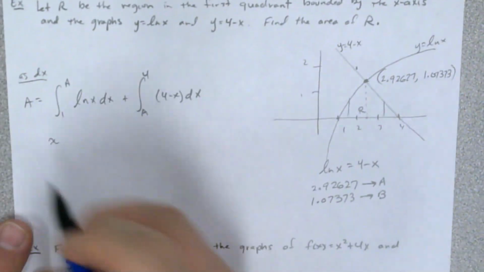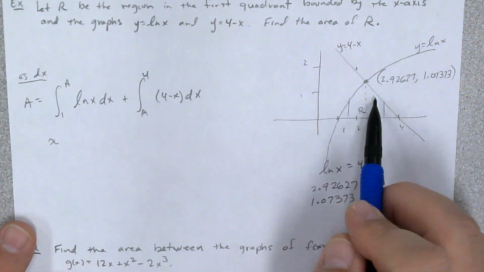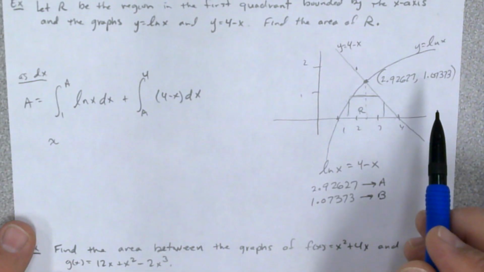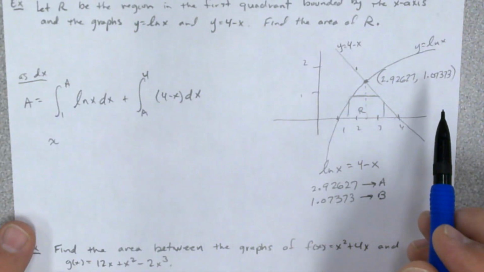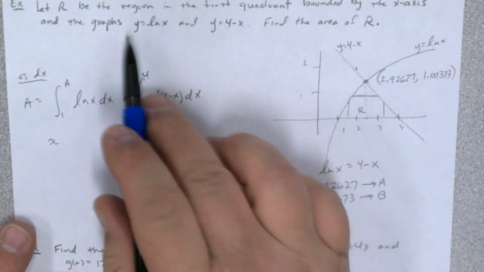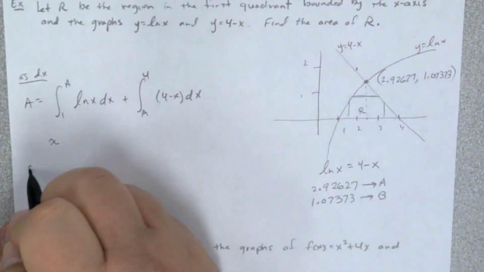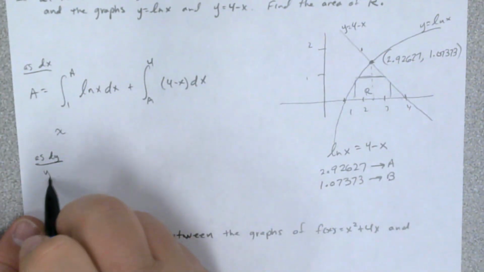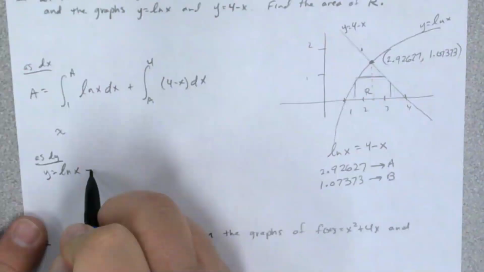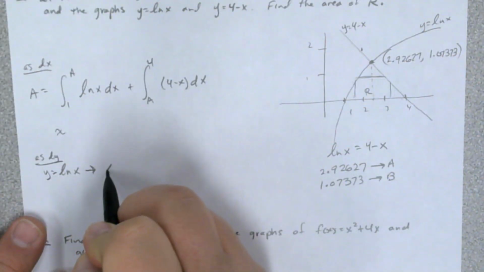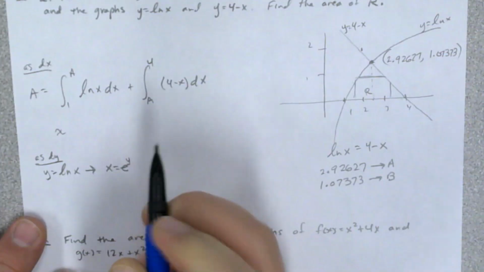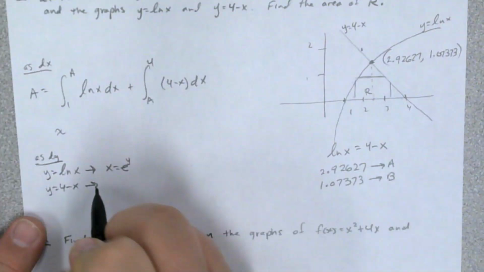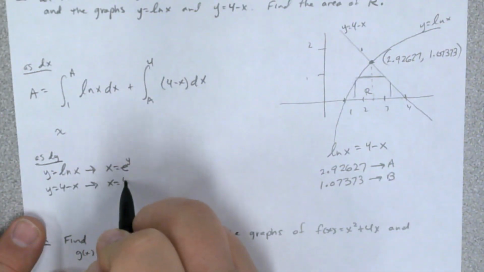Okay? What if I want to go side to side? What if I want to do it this way? Could I? Yes, I can, but remember, you have to set it up for that, which means these equations have to be solved for x. So I'd have to take y equals the natural log of x and rewrite it as x equals e to the y, and I have to take y equals 4 minus x and rewrite it as x equals 4 minus y.